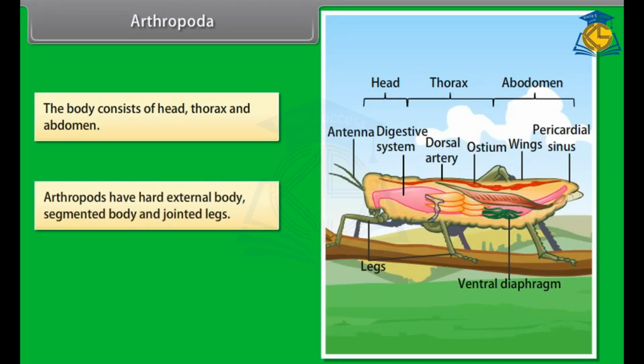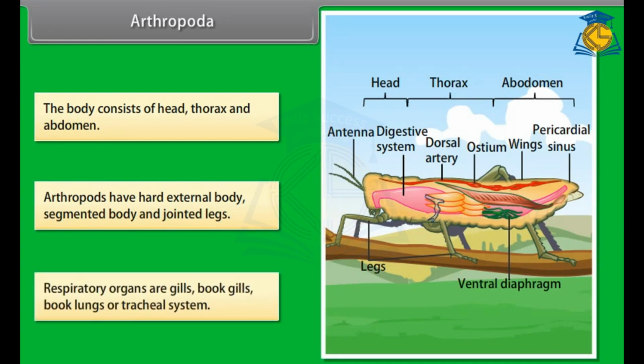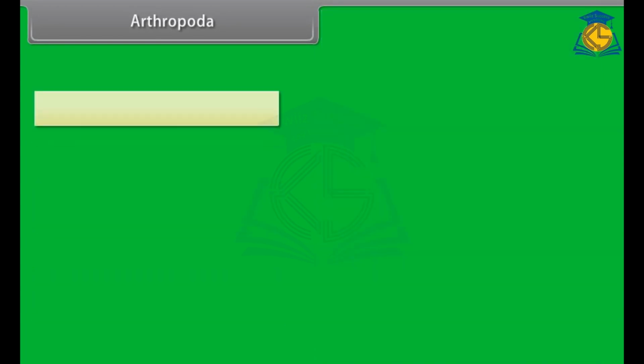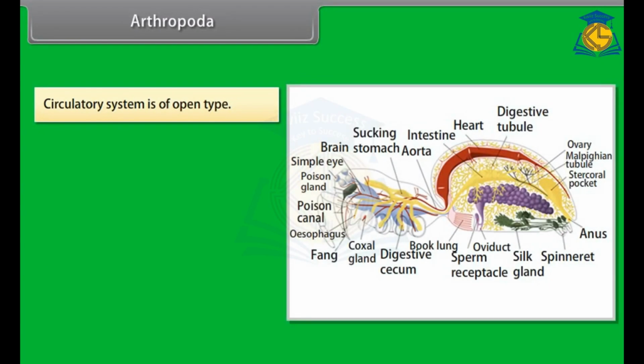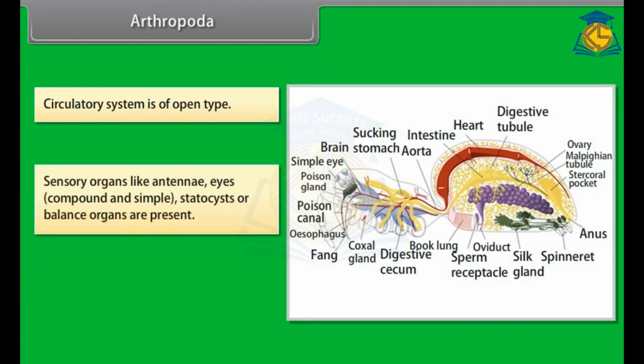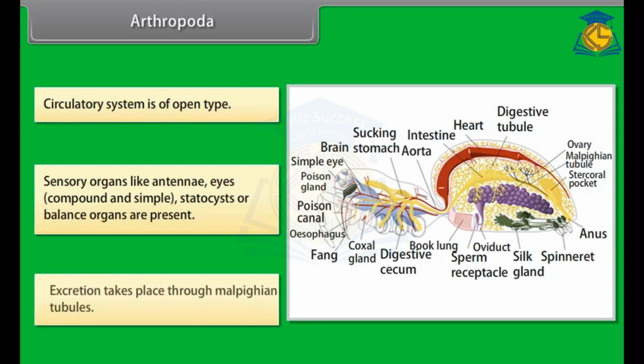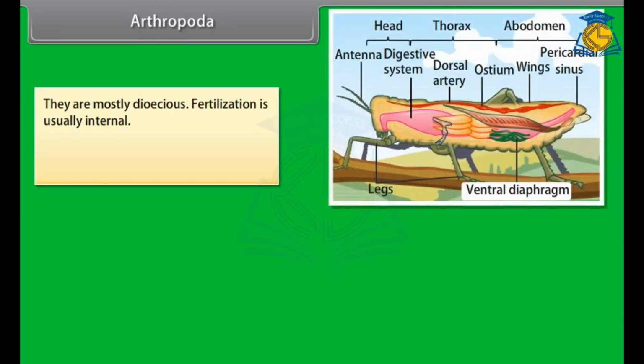Arthropods have hard external body, segmented body, and jointed legs. Respiratory organs are gills, book lungs, or tracheal system. Circulatory system is of open type. Sensory organs like antennae, eyes, that is compound and simple, statocysts or balance organs are present. Excretion takes place through Malpighian tubules. They are mostly dioecious. Fertilization is usually internal. They are mostly oviparous. Development may be direct or indirect.